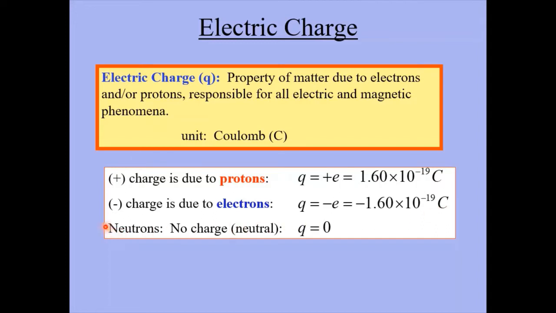And then once again, the neutrons, the third type of particle in an atom, have no charge. They are neutral. That's where the name neutron comes from. So their Q, or charge, is equal to 0.